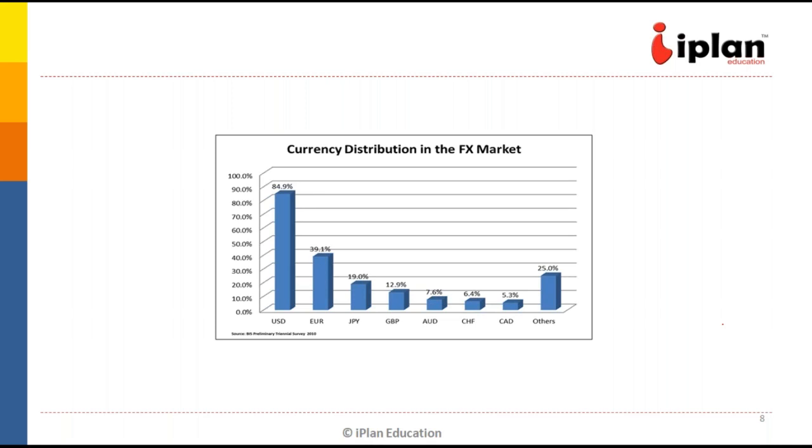84% of transactions are done in US dollars, around 39% in euro, around 19% in JPY, and 12% in GBP, that is the Great British pound. Then we have the Australian dollar, Swiss franc, Canadian dollar, and maybe 25% others. So it is being distributed to almost 200%. Now, why is it 200%?